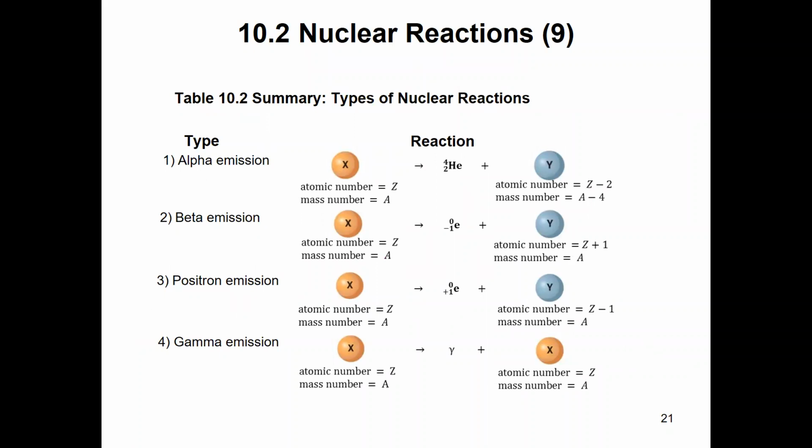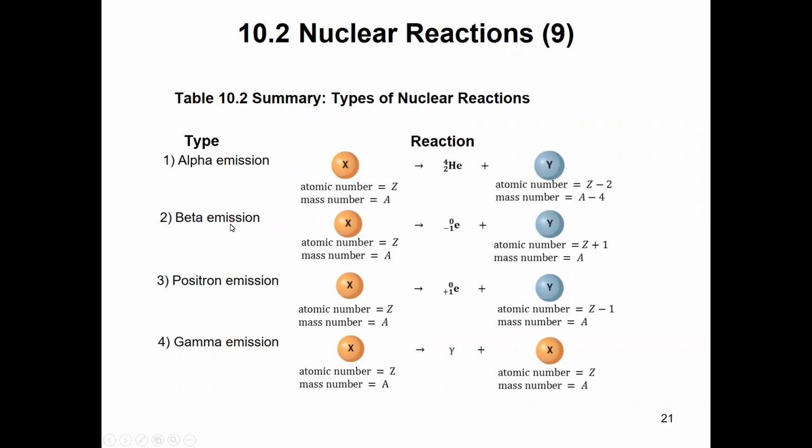To summarize, this is a table that shows the different types of nuclear reactions or decays. We have the alpha emission. The original nucleus has an atomic number of Z and a mass number A. When you have an alpha emission, which is the helium nucleus with mass number 4 and atomic number 2, the new nucleus will have an atomic number of Z minus 2 and a mass number of A minus 4.